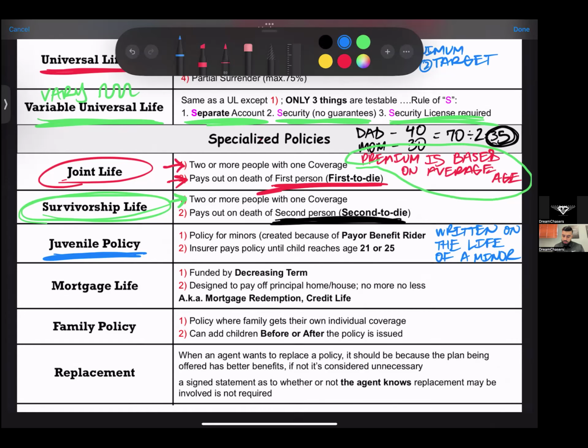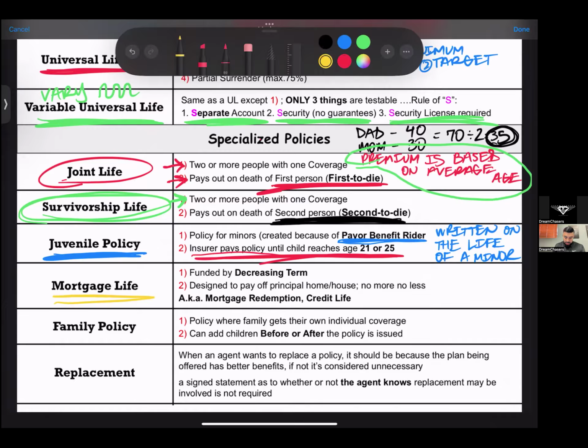Now, it also has what is known as a payer benefit rider. So, payer benefit rider is the payer of the policy, let's say mom or dad. Let's say dad in this case has purchased a juvenile policy for his son. Dad is the one paying for that policy, but dad becomes disabled or dies. This payer benefit rider, because dad was the payer and he was disabled now or he died, the company is now going to take over paying for the policy until the child reaches age 21 or 25. So the child will still be covered with the life insurance, but up until age 21 or 25.